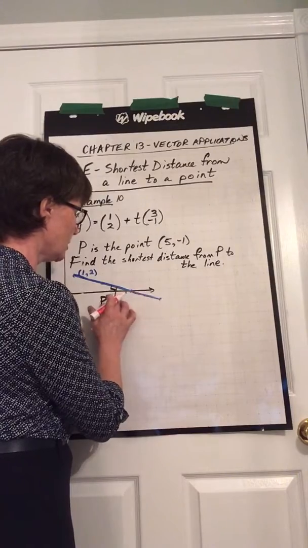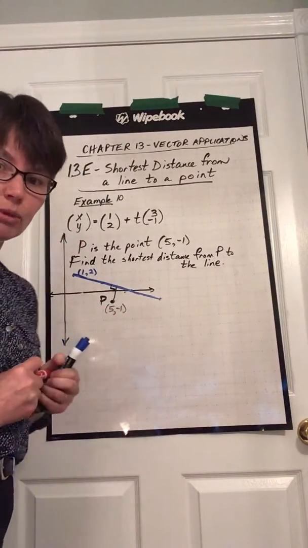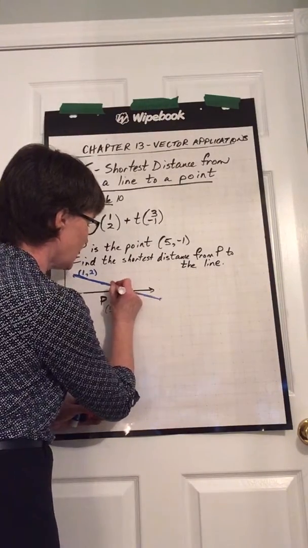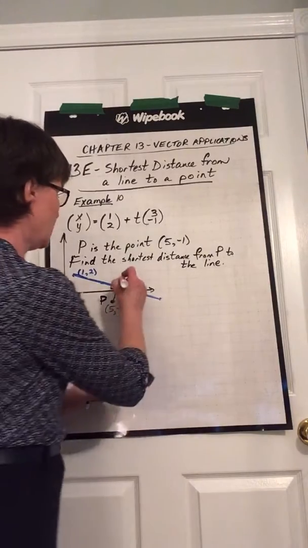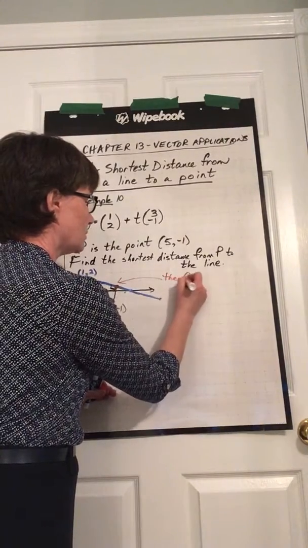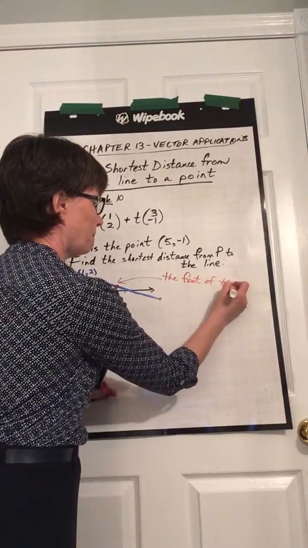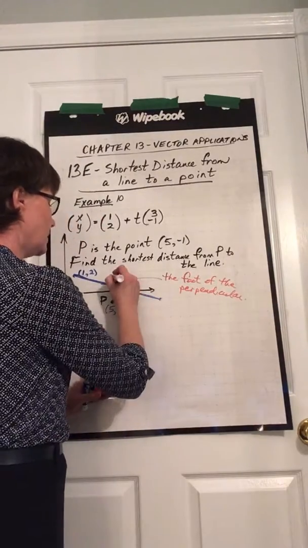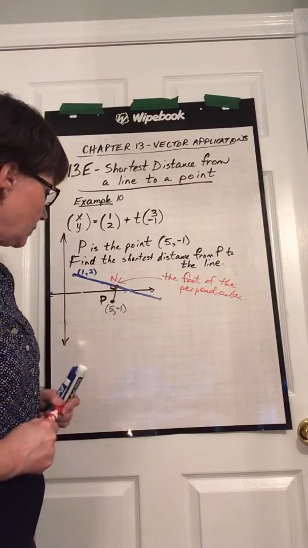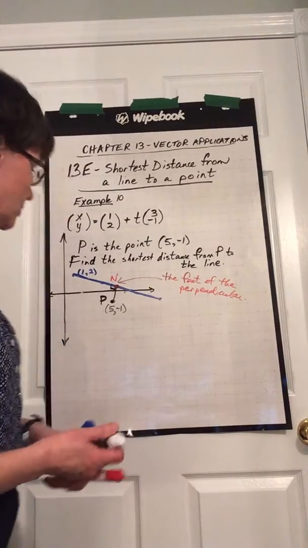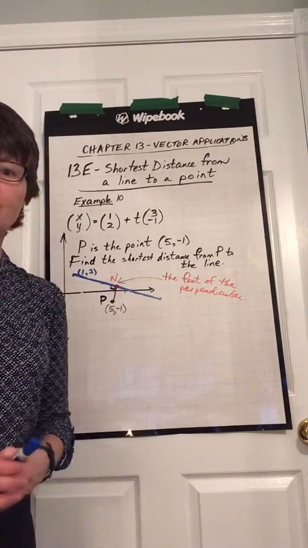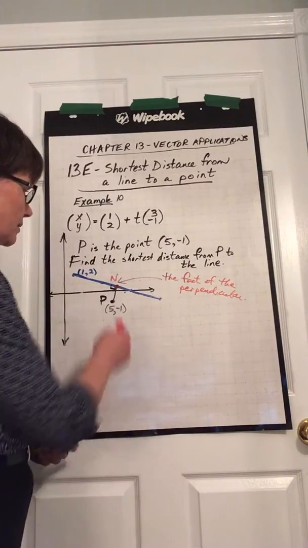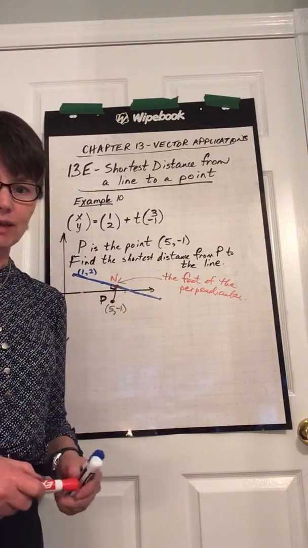So the key here is we know that it's going to create a perpendicular. We call the spot where that point comes up and meets the line the foot of the perpendicular. We're going to call that point N. To find the shortest distance, first we recognize that the shortest distance will be a perpendicular. Second, we need to know how we could represent the ordered pair of that point N.